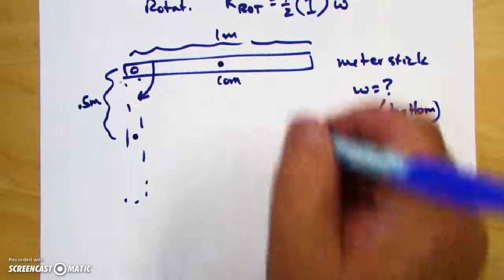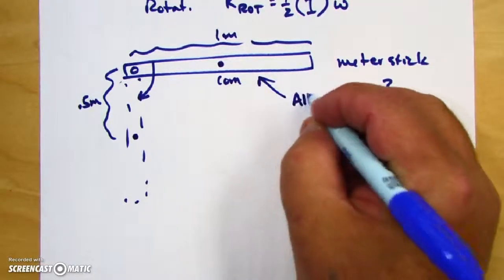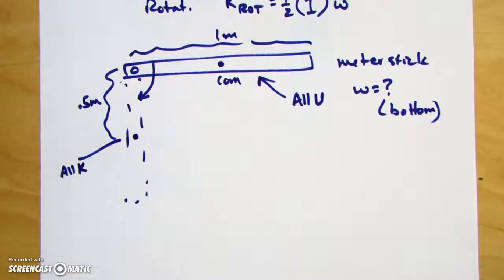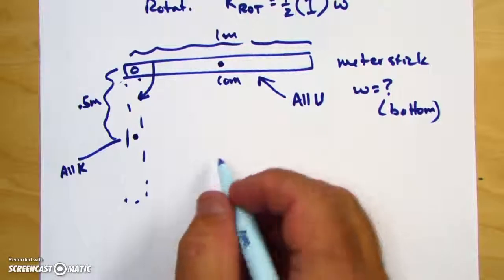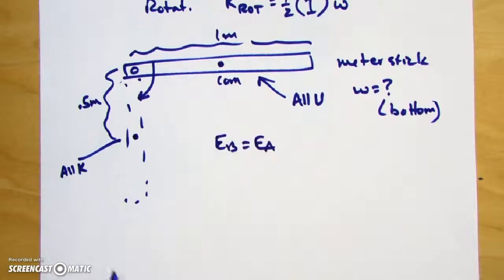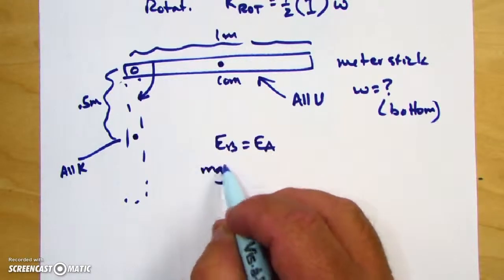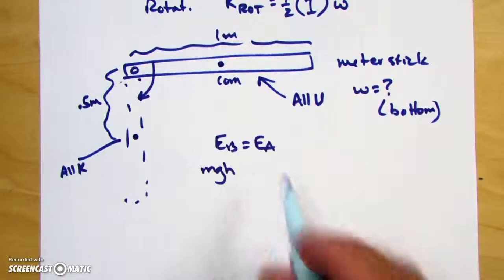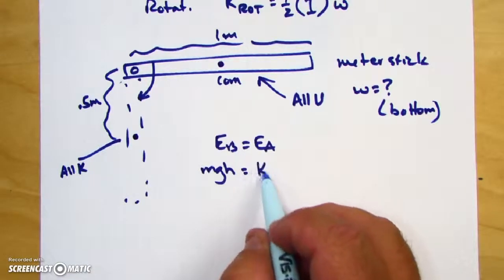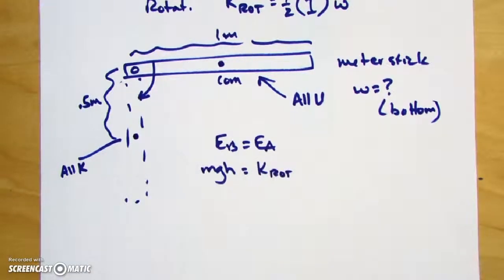So at the top, up here, all potential energy. Down here, all kinetic energy. But it's just rotating, though. It's not falling straight. So what I'm going to say now is energy before equals energy after, that we've done before. At the top, mgh. And at the bottom, we have rotational energy, which is going to be K rotational. The entire meter stick is not falling, so I don't have to worry about that linear velocity.